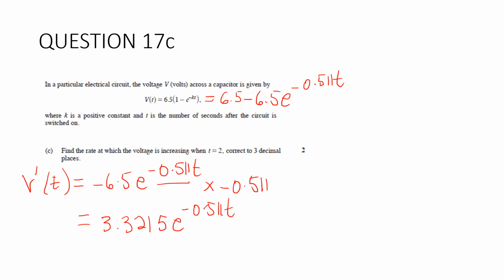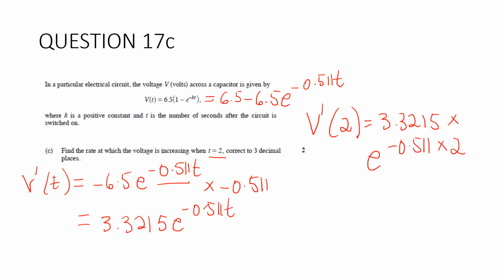And we want it at t is equal to 2, so V dashed of 2 is equal to 3.3215 times e to the negative 0.511 times 2, equals 1.195 volts per second, correct to 3 decimal places.